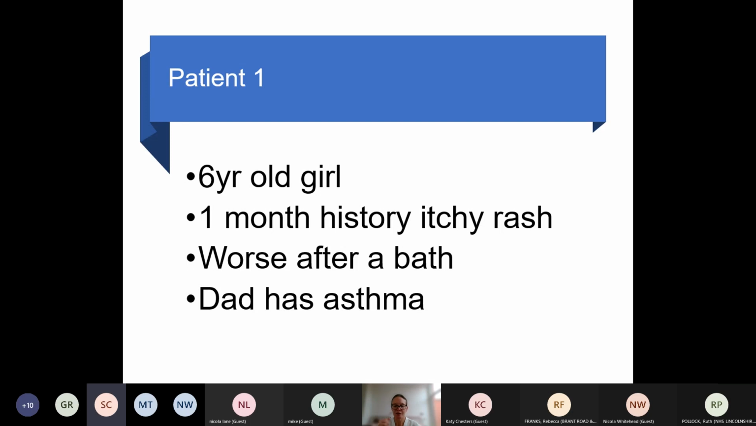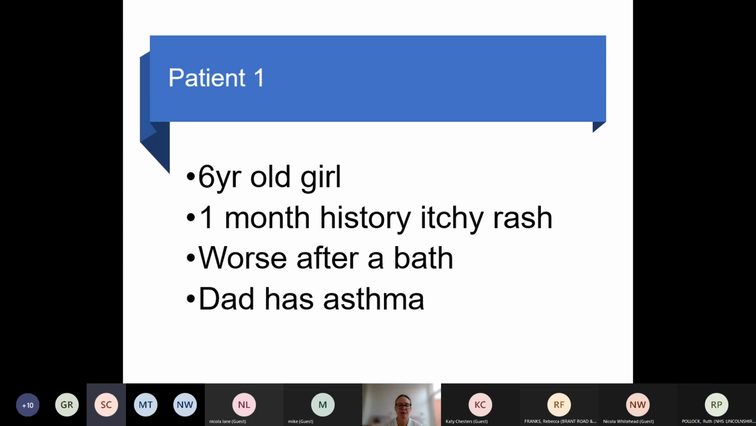Any other questions, or should we take a look at this rash? New foods, what's used in the bath, and immunization status. Does she have any pets at home? Yeah, good. All really good questions. So yeah, you've got that history.